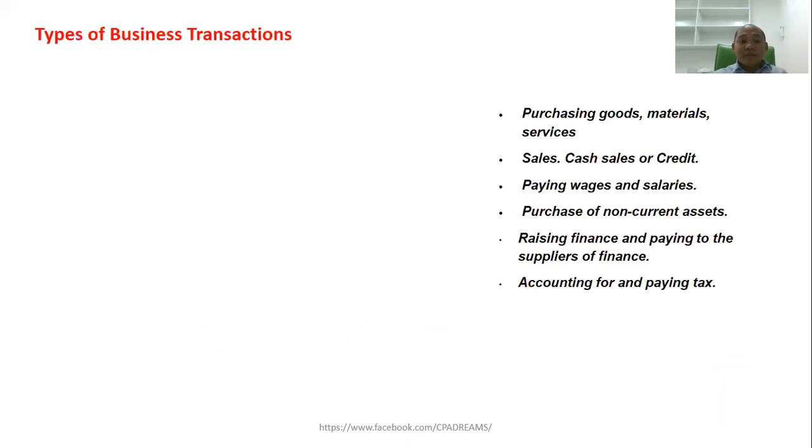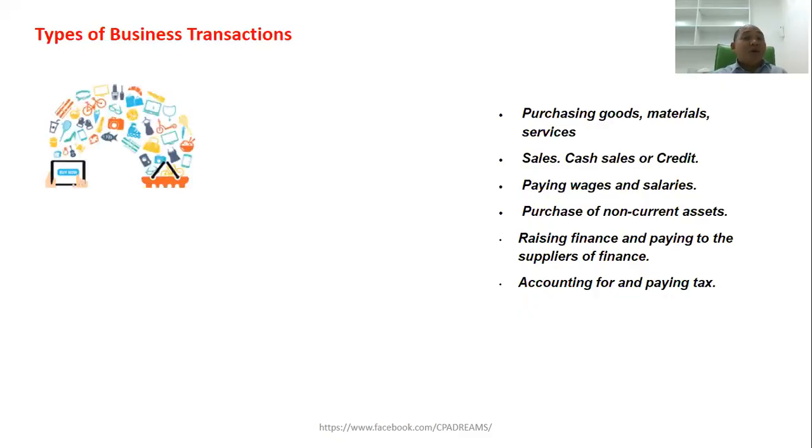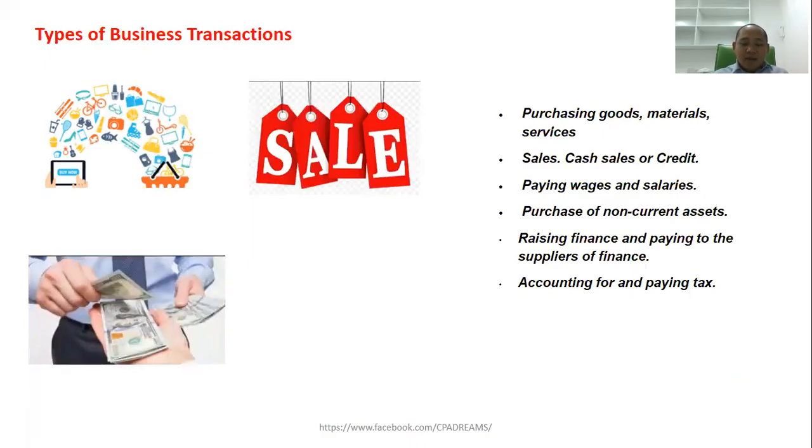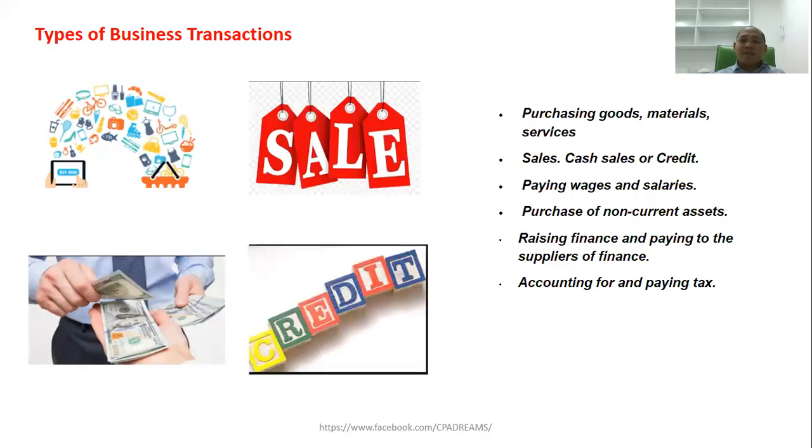Now, samples of types of business transactions. If you are purchasing goods, materials, and services for the business, meaning you purchase a good, there will be an entry on your inventory. If you are purchasing it for cash, then there will be a decrease in cash. Then sales, cash sales or credit sales. Then paying wages and salaries, or purchase of non-current assets, or raising finance and paying the suppliers, or accounting and paying tax.